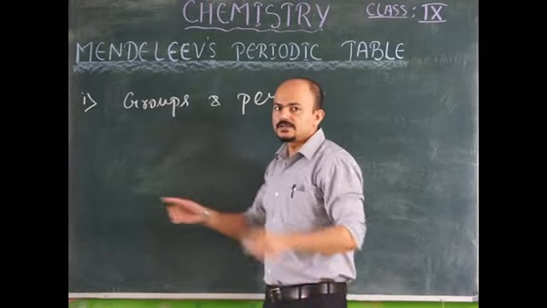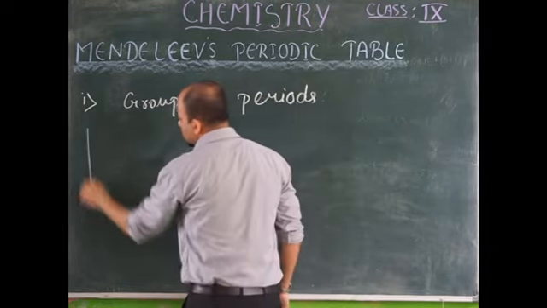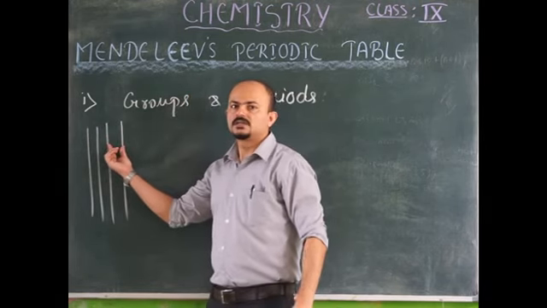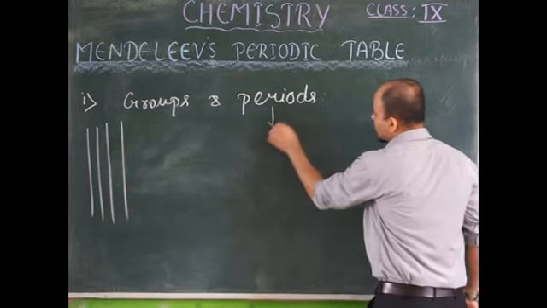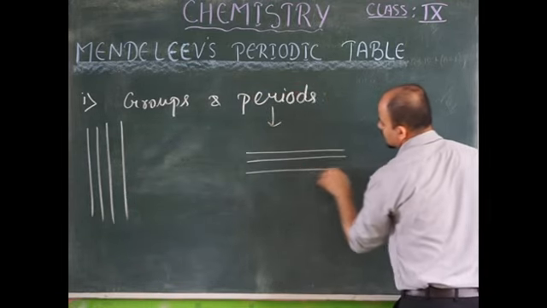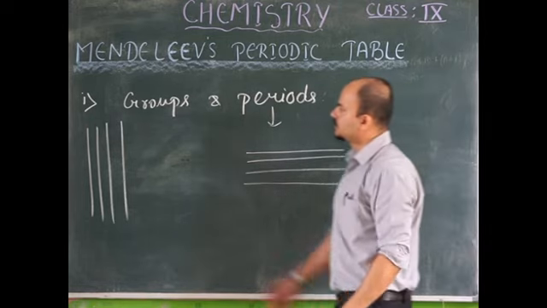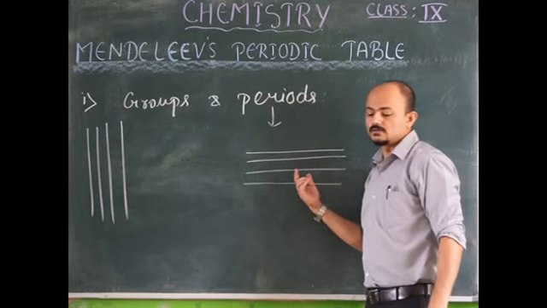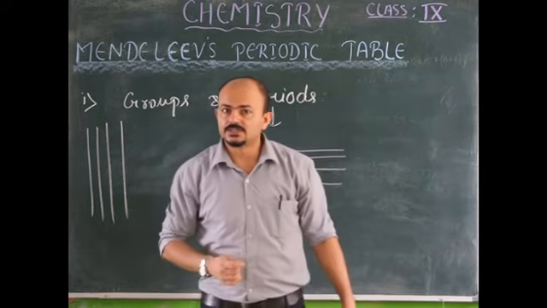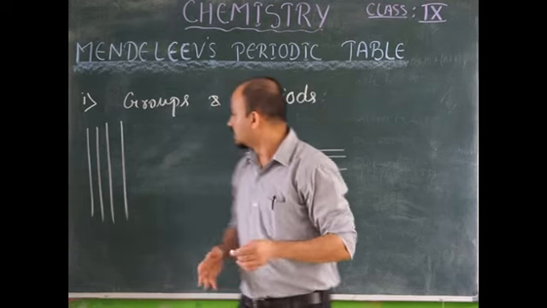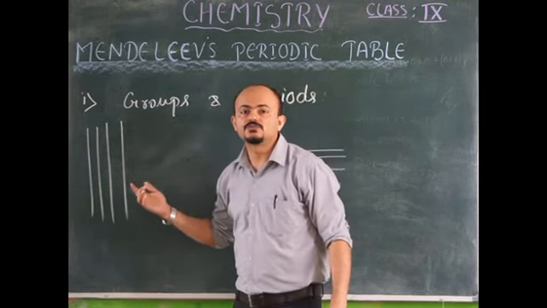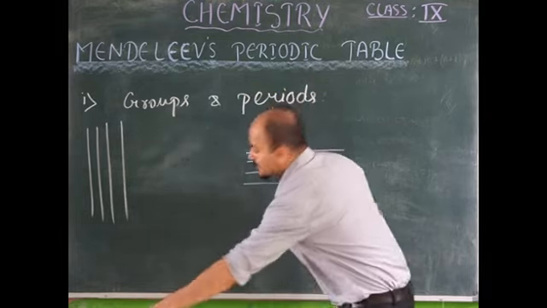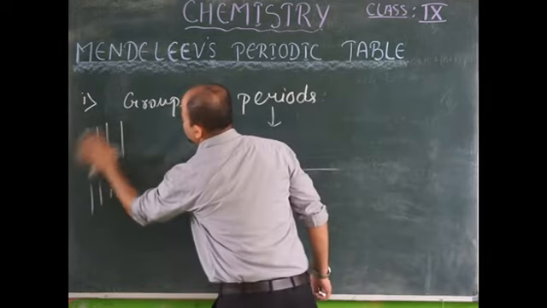So groups, you can see in the periodic table, are vertical columns, such columns. These are all groups. And these periods are horizontal rows. So groups are vertical columns and periods are horizontal rows. Now in Mendeleev's periodic table, he had grouped these elements into 8 different groups.